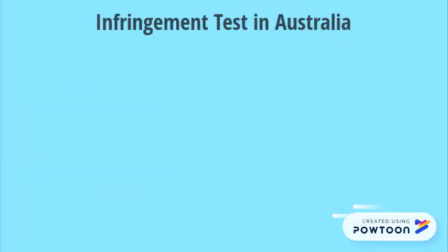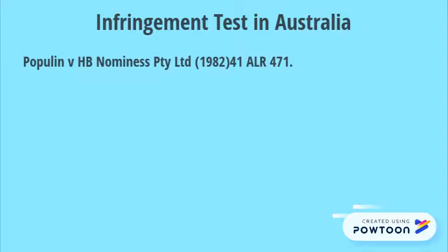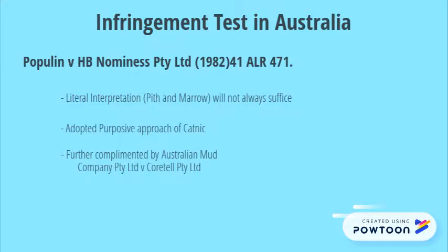This approach has been confirmed in Australia through the judgment of Populin and HB Nominees Proprietary Limited, where it was identified by the Lone Justice that a literal interpretation of patent claims will not always suffice, adopting the purposive approach used in Catnic.